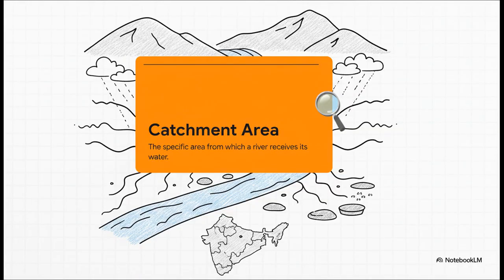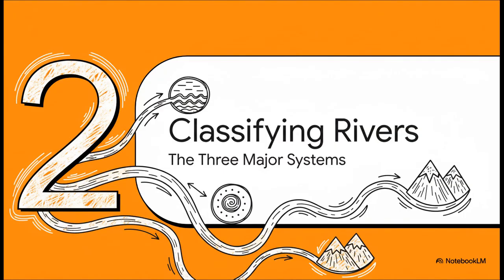And the second piece of the puzzle is the catchment area. So if a watershed is the divider, the catchment area is the collector. It's the entire chunk of land that basically acts like a giant funnel, collecting all the rain and groundwater and channeling it into one specific river. Simple enough, right?